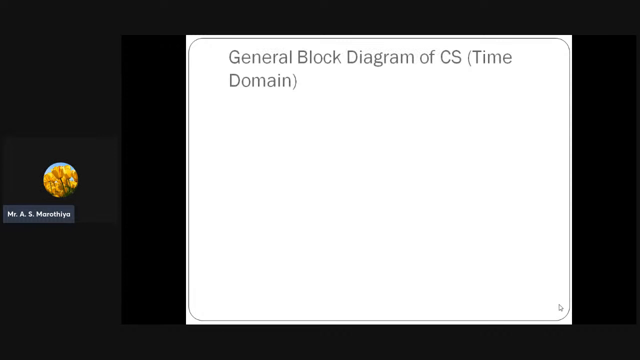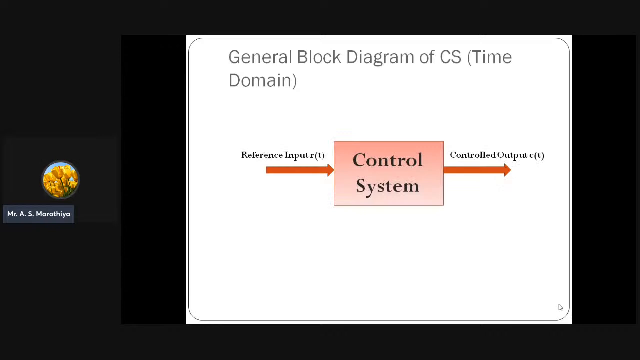Then we discussed how to represent the general block diagram of a control system in time domain as well as in frequency domain. Whenever we are dealing with the representation of a control system in time domain, normally the signals like reference input signal, which is also called excitation, or the controlled output signal, which is also called response, are indicated by small letters followed by t, where t indicates that that particular signal is a function of time, like R of t indicates reference input signal and C of t indicates controlled output signal.